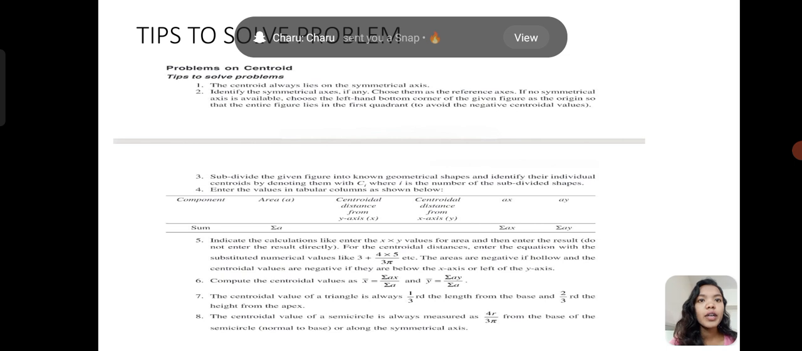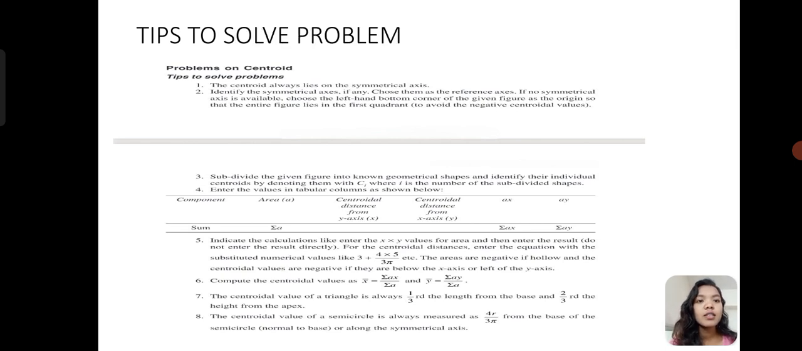The third point is to subdivide the given figure into standard geometrical shapes and identify their individual centroids, denoting them with C i, where i is the number of the subdivided shapes. Enter the values in the tabular column as shown below. The tabular column should contain the components: area, centroidal distance from y-axis, centroidal distance from x-axis, ax and ay. Here we do the sum of components, summation of a, summation of ax and summation of ay.